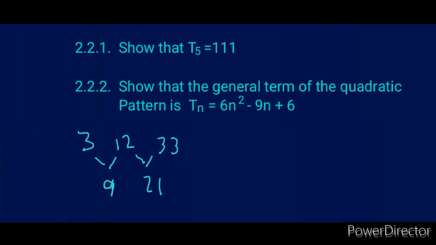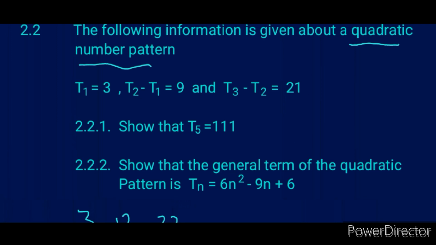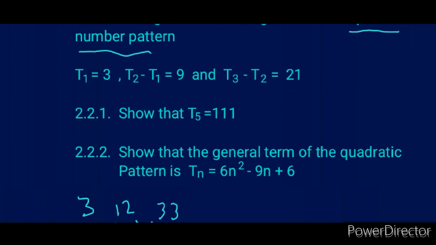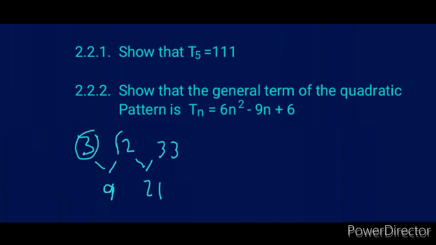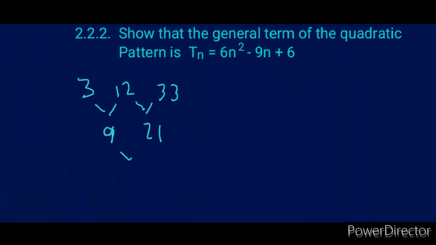Alright, so now the first sub-question says show that T5 is 111. So we have got T1, T2, T3, but now we need to get T4 and T5. So notice this is a quadratic pattern, so we can find the second difference. 21 minus 9 is 12. So the second difference is 12. So it will be 12, 12, 12, 12, because the second difference of a quadratic pattern is always constant. So we need to find the value of the fourth term.